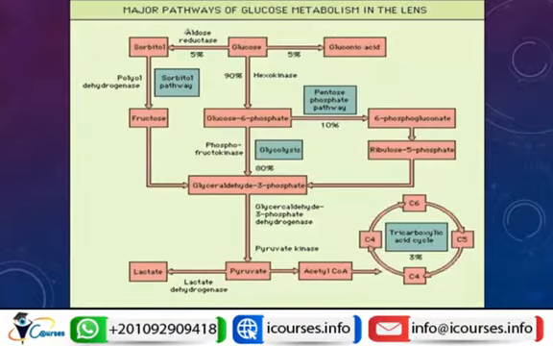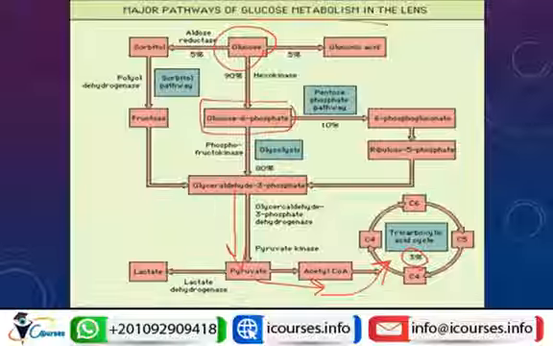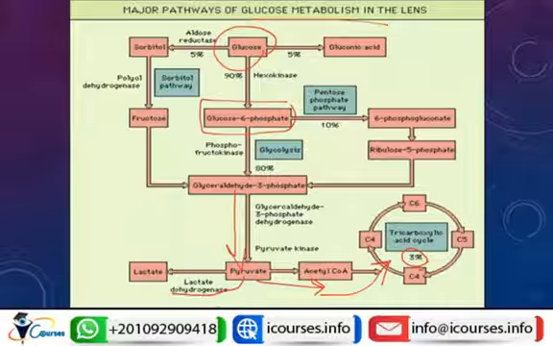So here is the major pathway of glucose metabolism. Glucose will form glucose 6-phosphate. This glucose 6-phosphate will then enter glycolysis and form pyruvic acid. If there is oxygen, the pyruvic acid will form acetyl-CoA and enter the Krebs cycle, which accounts for only 3% of the glucose metabolized by the lens. But if there is no oxygen, then under the effect of the lactate dehydrogenase enzyme, it will form lactic acid, or lactate.